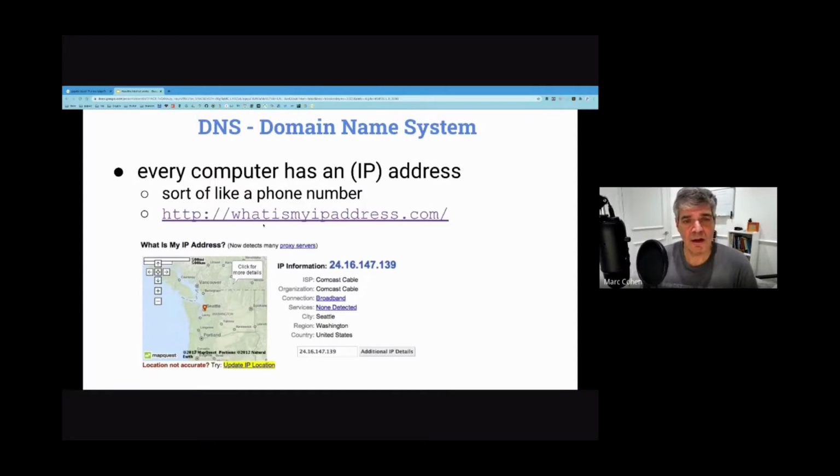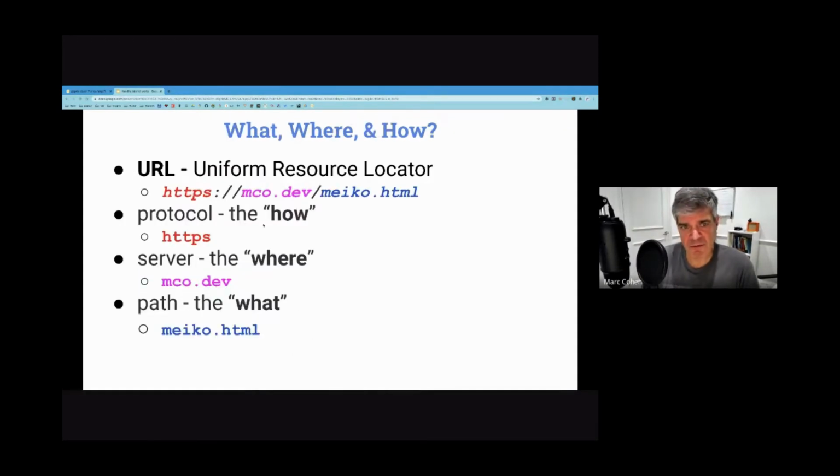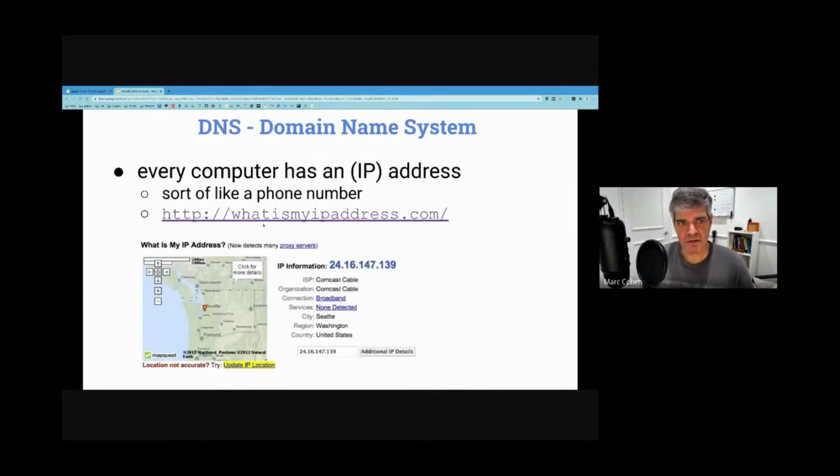Now, this name for the where, mco.dev in this example, but it could be any what we call domain name. Your computer doesn't actually know how to reach that name directly. What it has to do is translate it into a number. And it turns out every computer on the internet has a unique number. We call it an IP address, Internet Protocol address. And so what the computer does when you enter that name is it converts it to its underlying address.